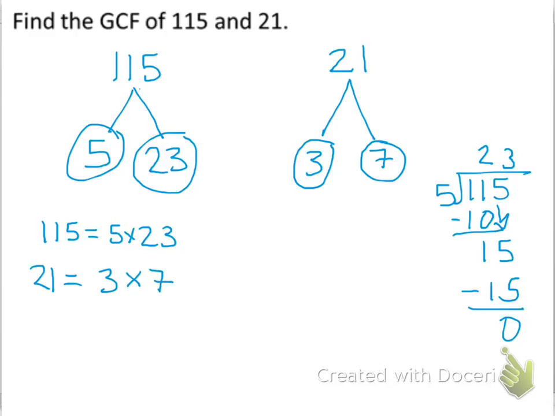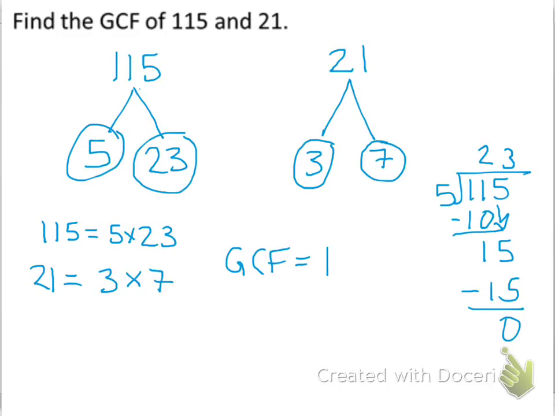The next step is to circle the shared factors. But these two don't have any shared factors. We have 5 and 3, and 23 and 7. Nothing lines up. So this means when you don't have any shared factors, there's always one that they have in common. If you don't see any shared ones, that means our GCF is 1.